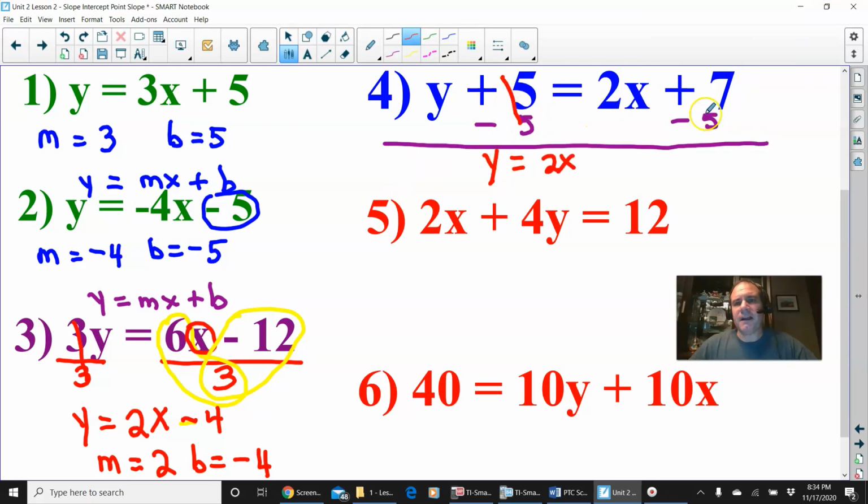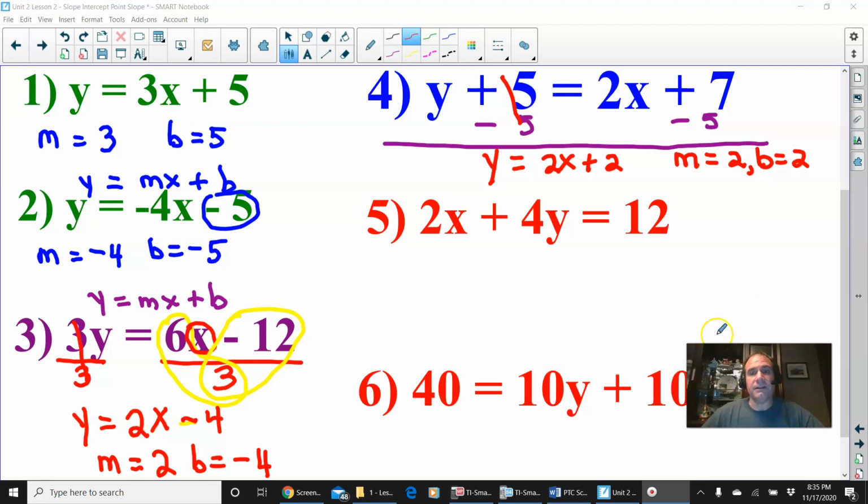So this is it. I subtracted 5 on both sides because I needed this y alone. I need y equals mx plus b. 7 minus 5 is 2. I'm good with that. m equals 2, and so does b. b equals 2. All right, so now number 5, a little bit more difficult, but if you can do number 5, that's really, really good. So let's go ahead and try it.